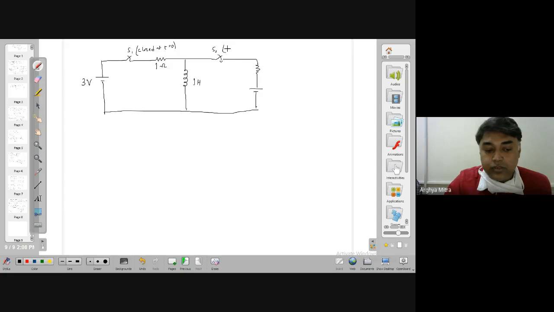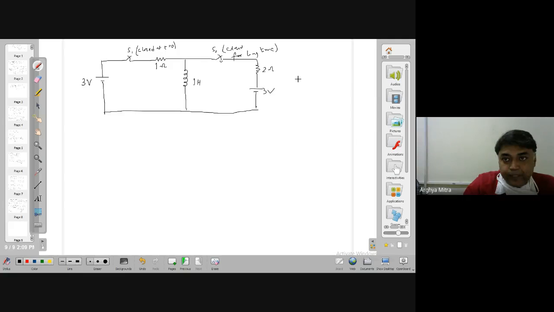This is S2, which is closed for a long time. So at the very beginning it was closed. This is 3 volt. It is asked to find out d dt of IL at 0 plus. IL is the current flowing through the inductance. The rate of change of the current flowing through the inductance, that I need to find out.